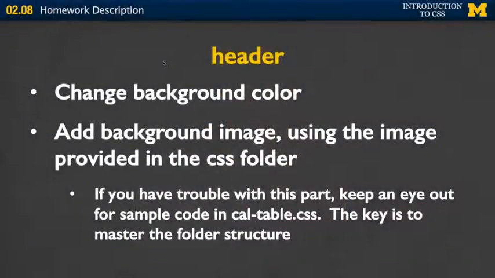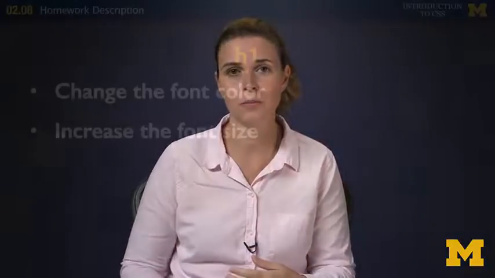Next, go to the header. The first step is to change the background color and see if you can get that to work. Next, you're going to want to add a background image. And to be honest, this will be the trickiest part of the whole homework assignment because sometimes it's not always clear where you can find the images and where you can't. So make sure you check in some of the other resources if you get stuck on this part.